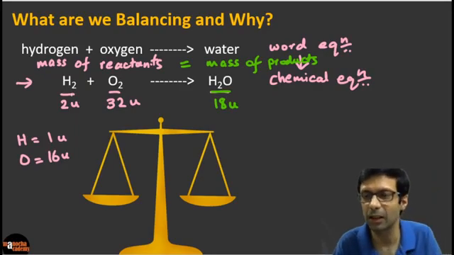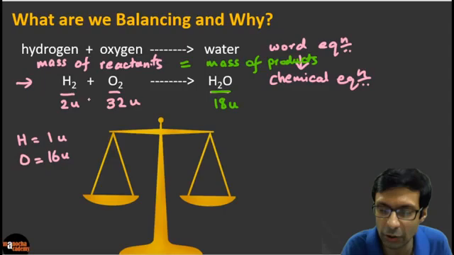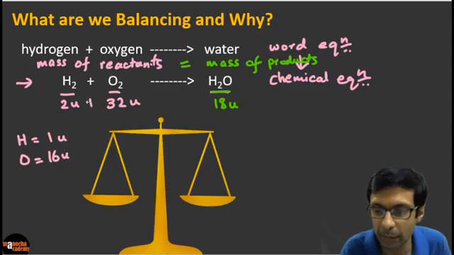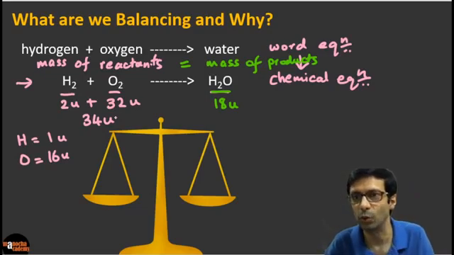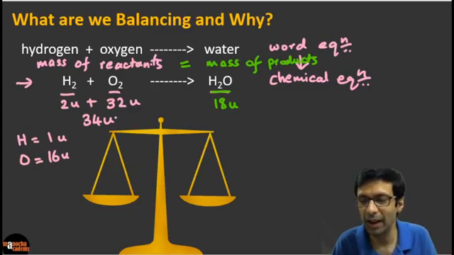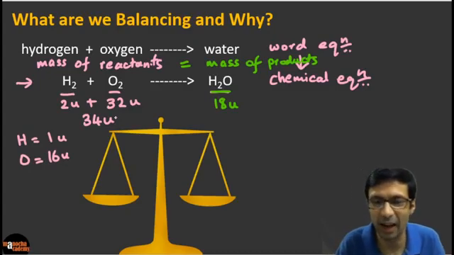So if we take this equation, which we know is not balanced, let's take a look at this equation and see why it's not balanced. If you sum these two masses, 2U plus 32U, how much do we have on the left hand side? We have 34U. And on the right side, we have 18U. So this is the important thing. Can you see, guys, that the mass of the left and right hand side is unbalanced?